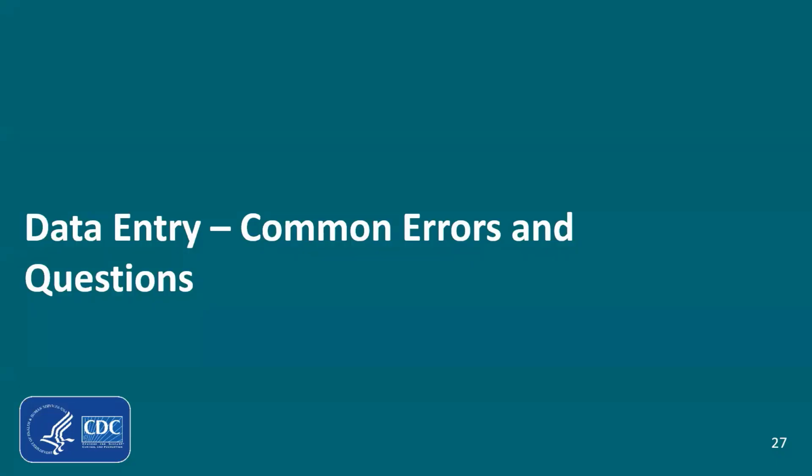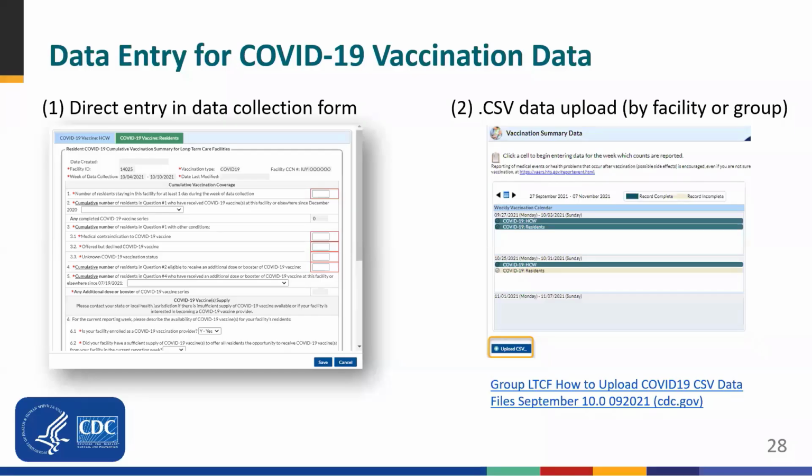So now let's move into the second part of the presentation on data entry. There are two main ways facilities can enter data. The first is to manually enter data into the application using the data collection form. The second way is to upload data through CSV files. For information about CSV upload, please review the guidance linked on the slide.